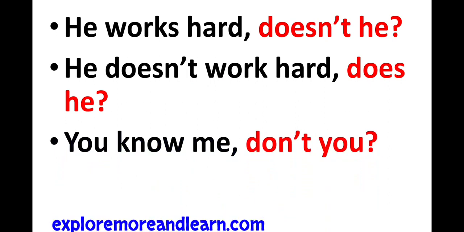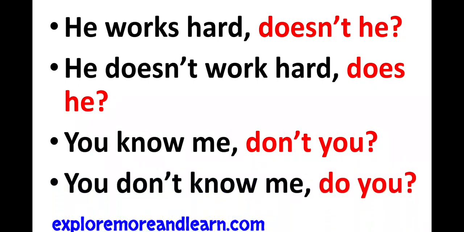You know me, don't you? So here you see you know me. This is a positive statement in simple present tense. You know me, don't you? So we use do with you. So that's why we'll use do and not because it's a positive statement. So don't you, and the subject is you. So that's why it's used here. You don't know me, do you? Like that.